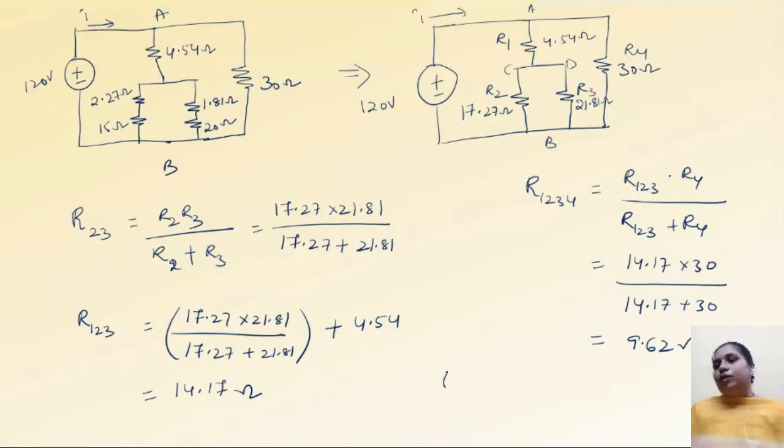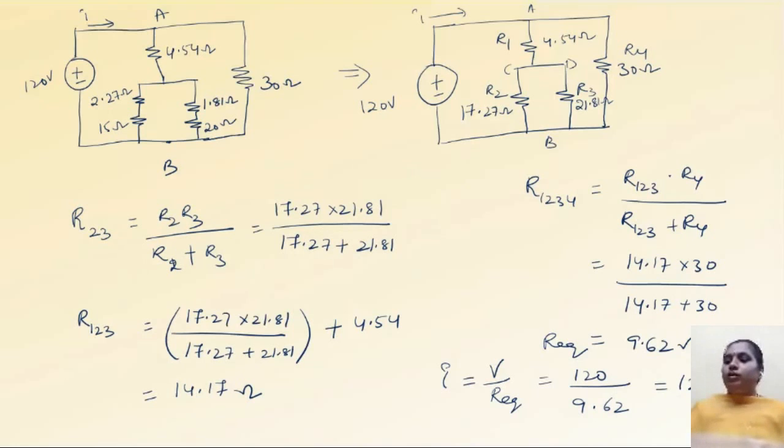Now I want to find out the value of current. Current I is equal to V by R equivalent. So this is nothing but your R equivalent. So it is 120 divided by 9.62, which is equal to 12.47 amperes. Okay, so I hope you have understood this problem.